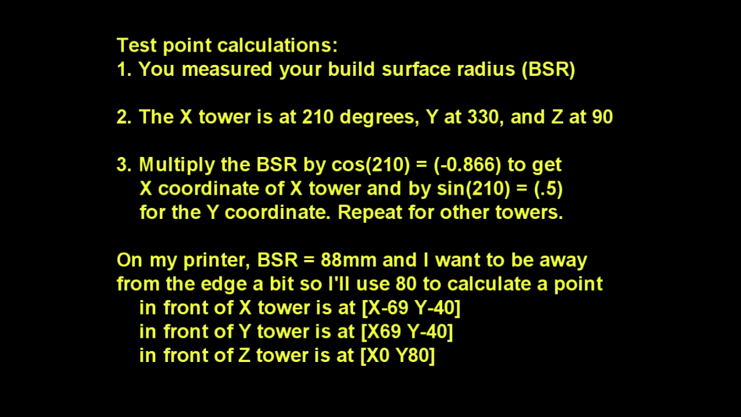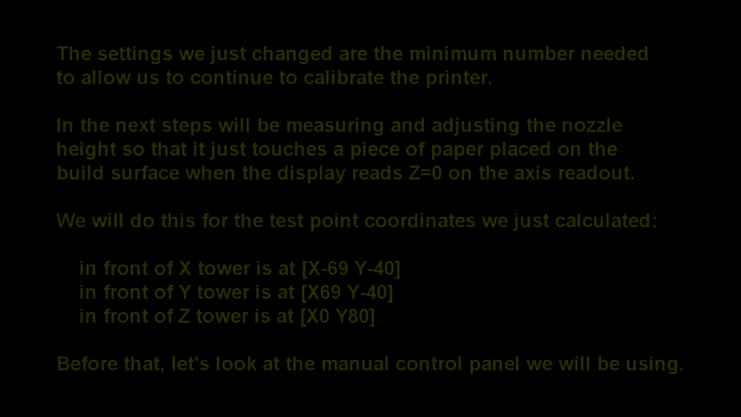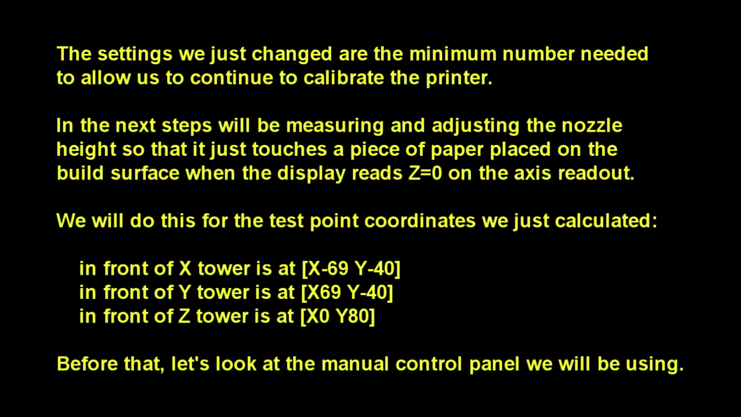We will use 3 test points in front of each of the towers so we can calibrate the in-stop offset for that tower. The formula to convert polar coordinates, meaning a radius and an angle, into Cartesian coordinates, meaning x and y, is x-coordinate equals the cosine of the angle times the radius, and y-coordinate equals the sine of the angle times the radius.